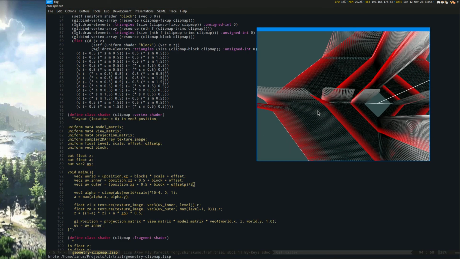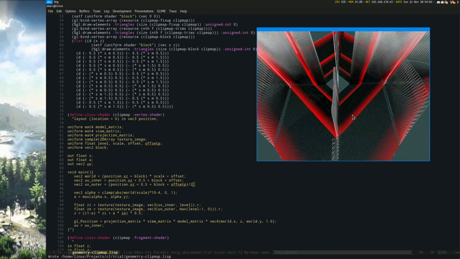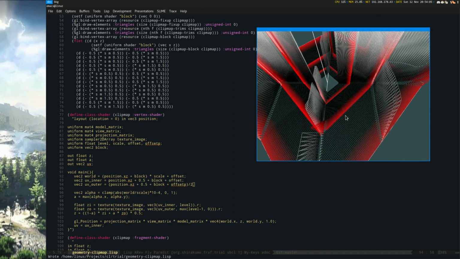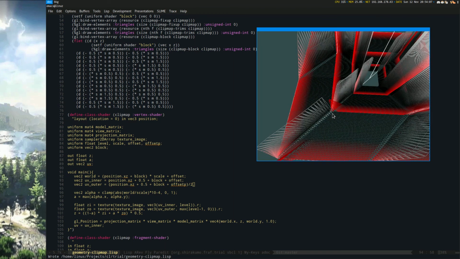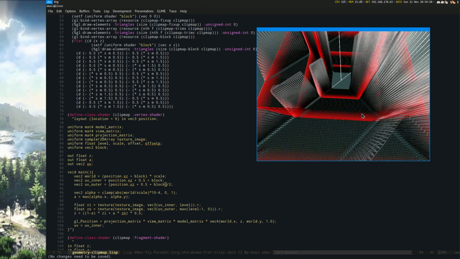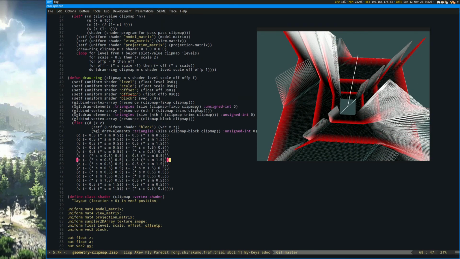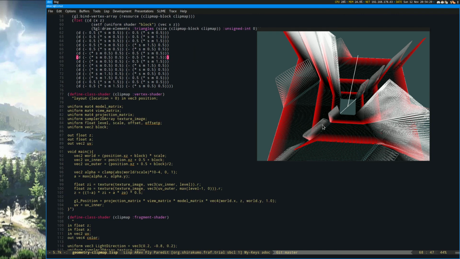Are we at the point? No, hold on. What? This is making me insane. Okay, hold on. If I just get rid of the offset everywhere, let me just do this real quick. Am I still doing the offset anywhere at all? No. Don't think so. Okay.